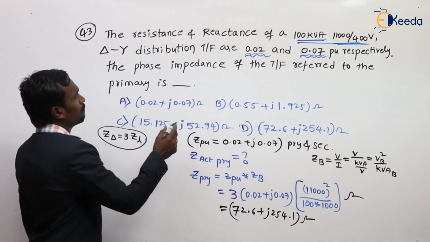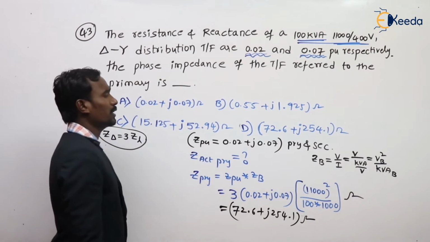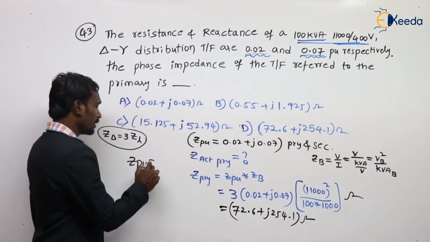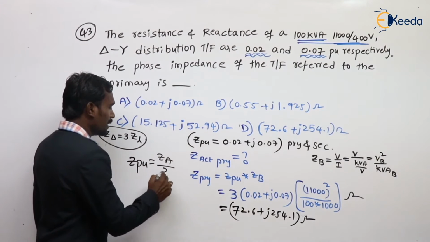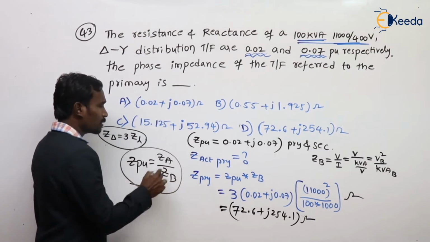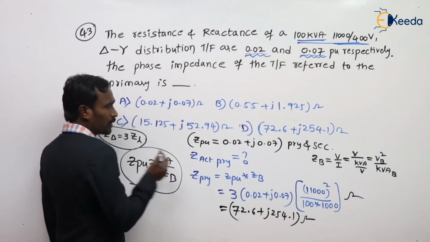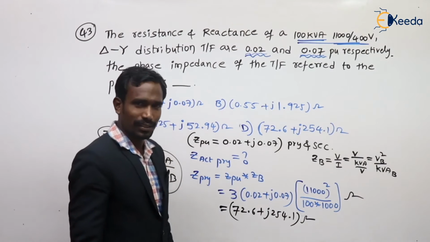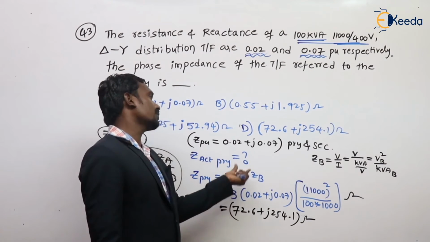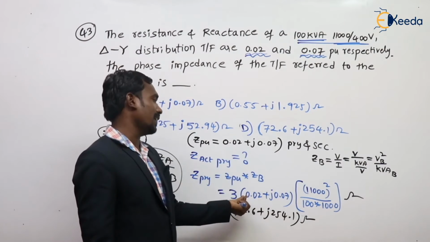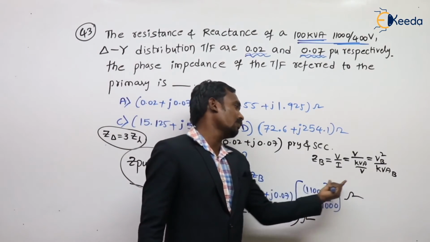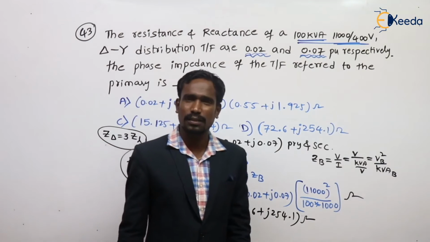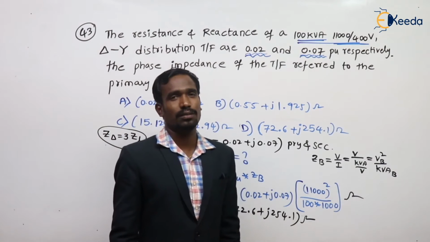This is the impedance, per unit values and actual values. I said you already, Z per unit is equal to Z actual by Z base, where Z actual is equal to Z per unit into Z base. Like that we have to calculate the answer. And Z per unit values are the same for primary and secondary. Z base values we can find out. This is the problem on impedance, per unit and actual values.